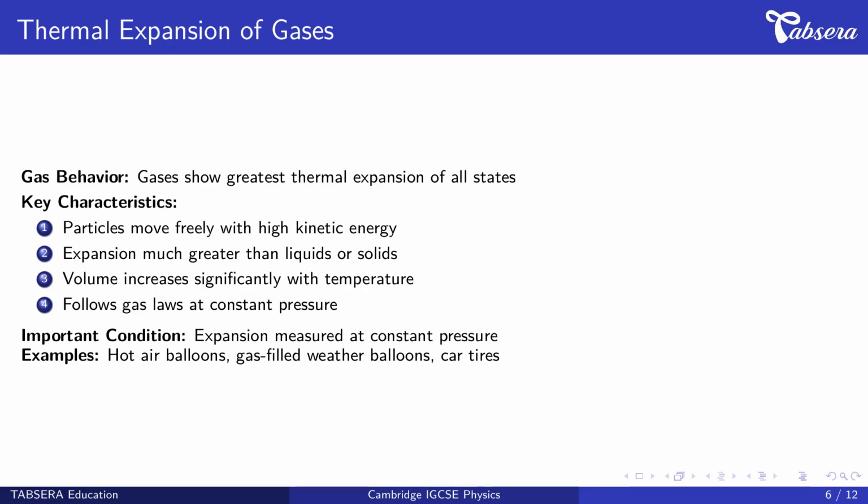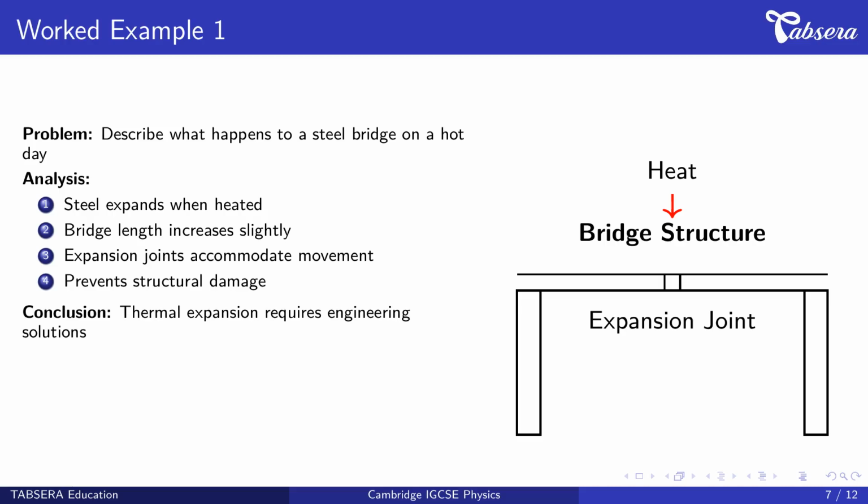Real examples include hot air balloons that rise because heated air expands and becomes less dense, weather balloons that expand as they rise to lower pressure altitudes, and car tires that increase pressure when heated due to gas expansion in a fixed volume. Let's work through our first example.